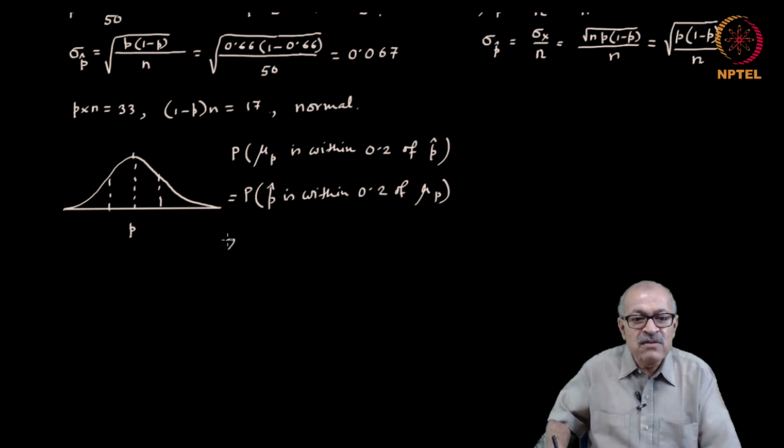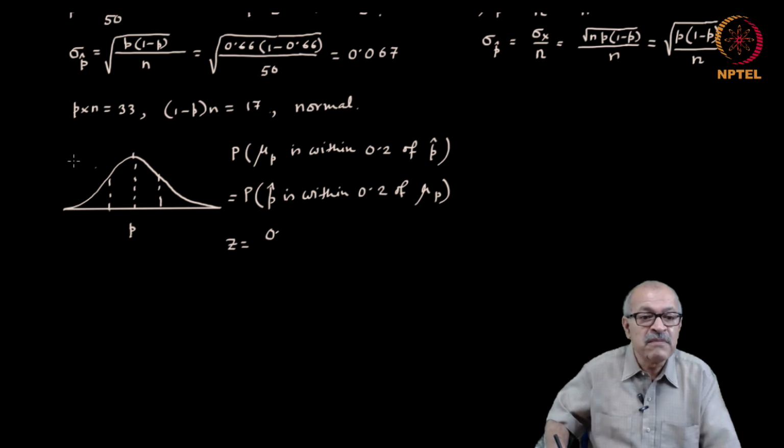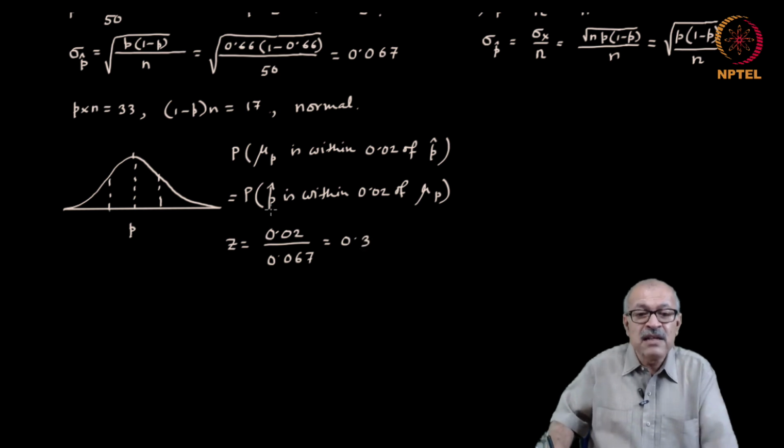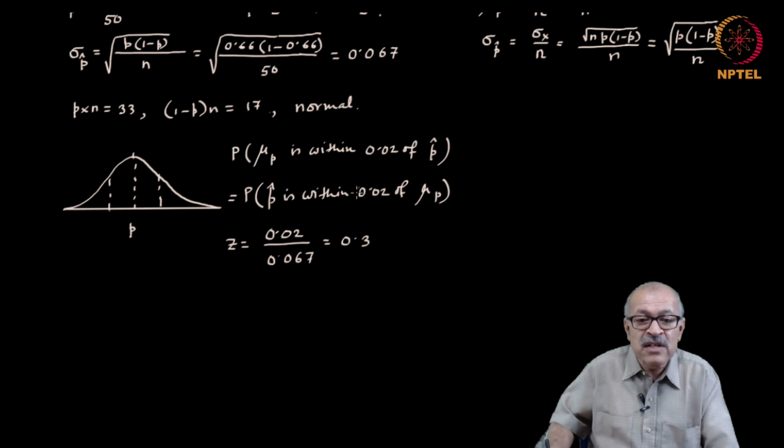Okay. So, the z value, z is the multiplier 0.2, sorry, 0.02, divided by 0.067, and that turns out to be 0.3. z turns out to be 0.3. So, we are essentially saying that p hat is within 0.3 standard deviations of the mean.